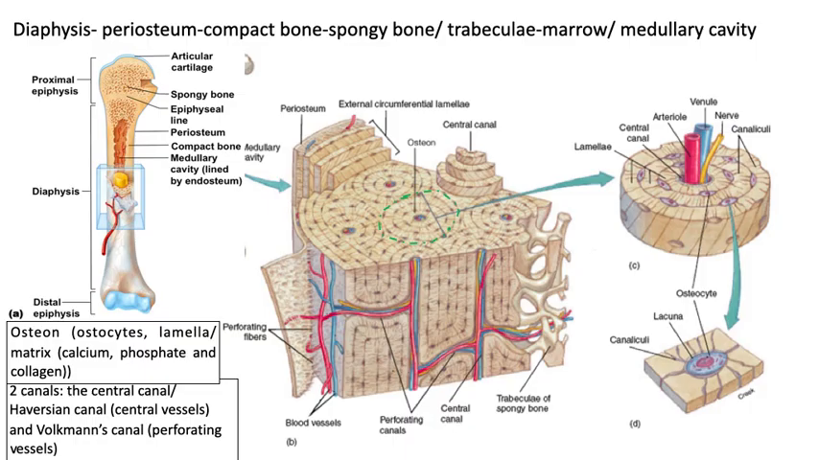So you can see, don't forget we have two canals. One is where we have the neurovascular bundles within the osteon, and then another one you can see the osteocyte. So this is the trabeculae. This is the central canal, and here you have the perforating canal, which is called the Volkmann's canal.